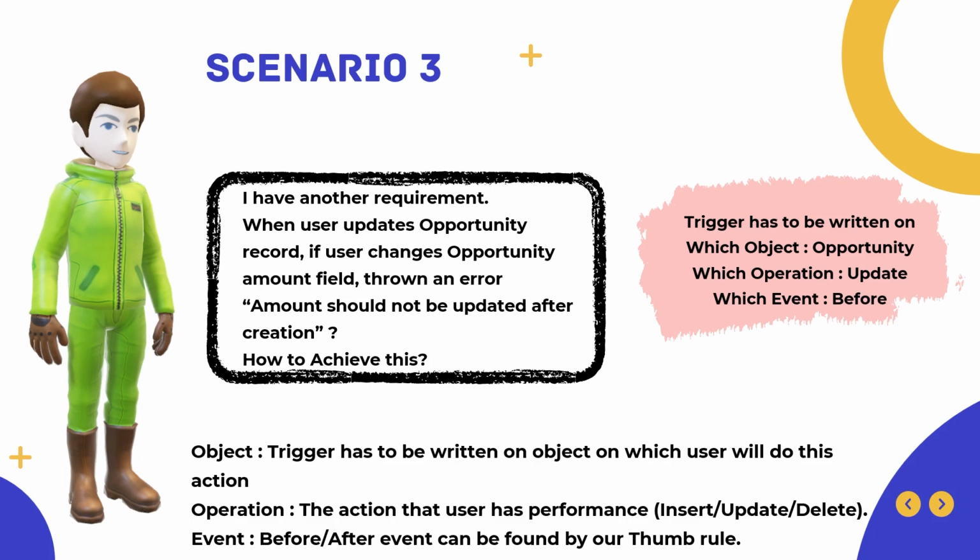Okay, so in order to achieve this requirement, as we know we are running something on opportunity update, our trigger will be on Opportunity. The operation will be update. As we want to stop the database commit, we need to write that on before. If we want to perform any kind of validations, in that case we have to go with before, but there are some scenarios where we can go with after as well.